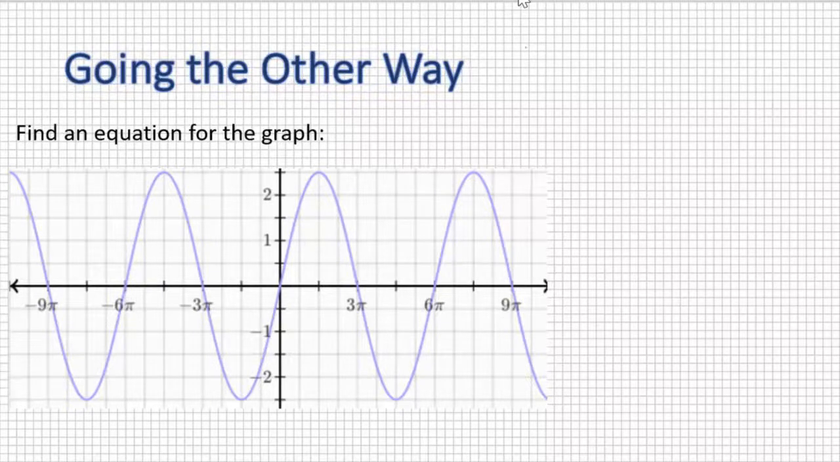Now what about going the other way? Starting with the graph and writing its equation. Let's start with the general formula. We have y is equal to a times either the sine or the cosine. Let's write the sine this time, of b times x minus c.